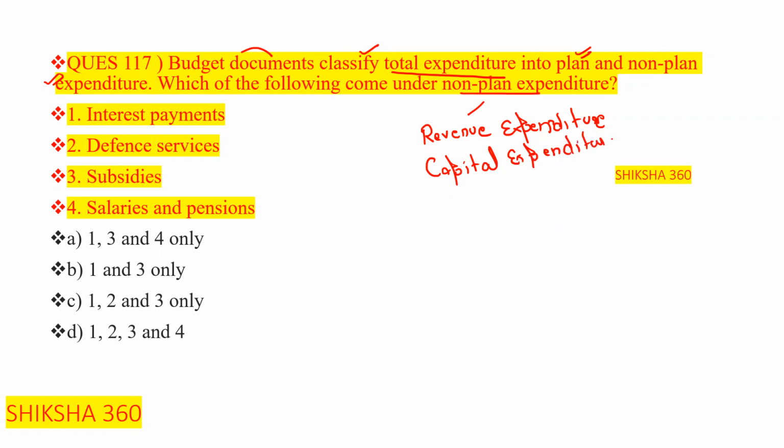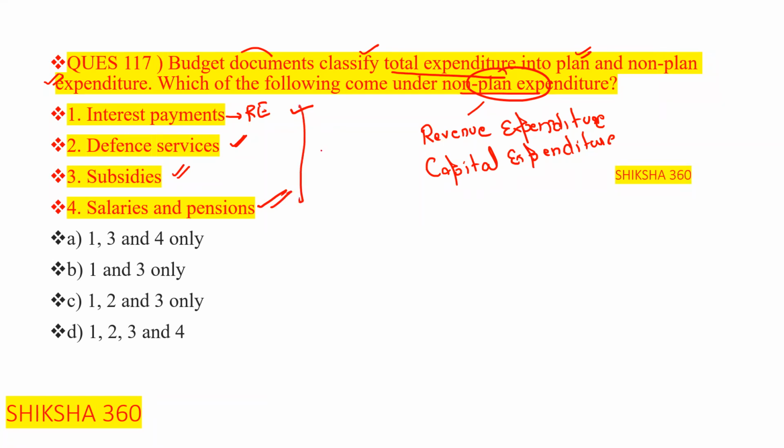Let's discuss interest payments. This comes under the revenue expenditure, and it is also correct because it comes under the non-plan expenditure. Second one is defense services, which is also included. Third one is subsidies, also included. Fourth one is salaries and pension, also included.